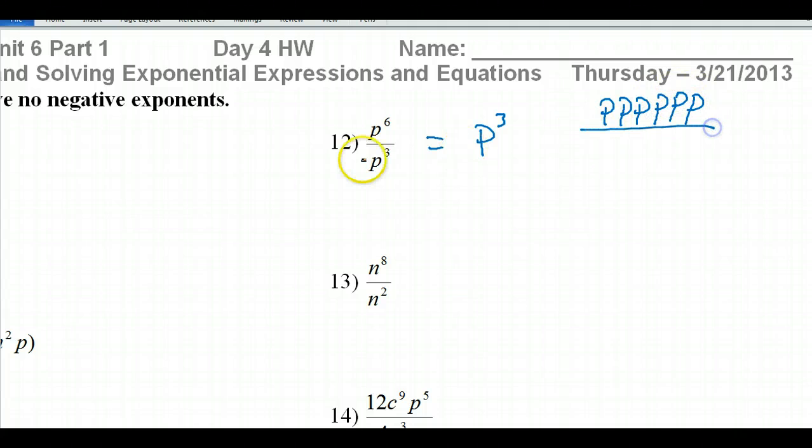6 p's. P to the 3rd power is like this. So these 3 p's cancel out these 3 p's. I've got p to the 3rd power. Same thing happens right here. So this will be n to the 6th power. It's like 8 minus 2. Okay, but think of it as canceling like this.